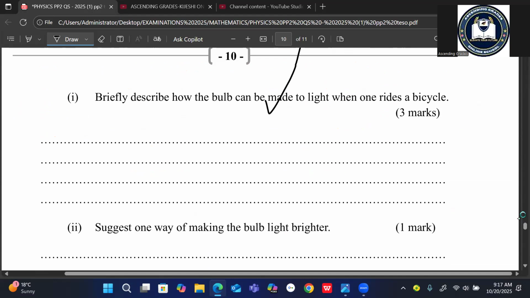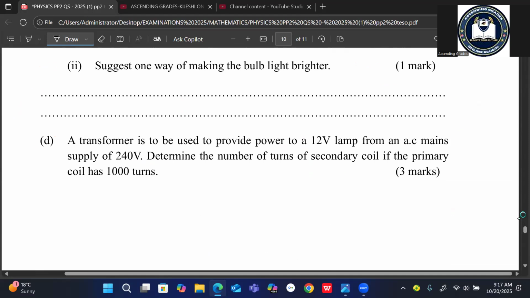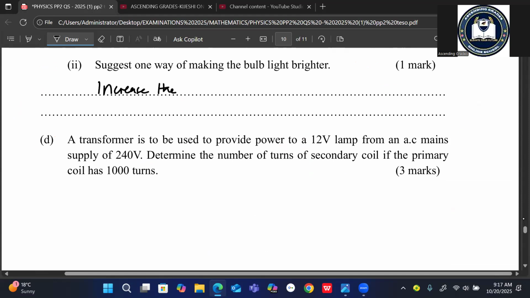State one way of making the bulb light brighter. So increase the speed of rotation of the axle. So if you cycle very fast, then you are going to increase the speed of the rotation of this.